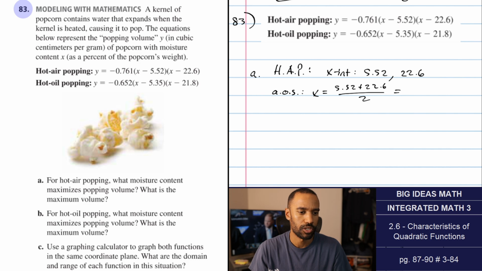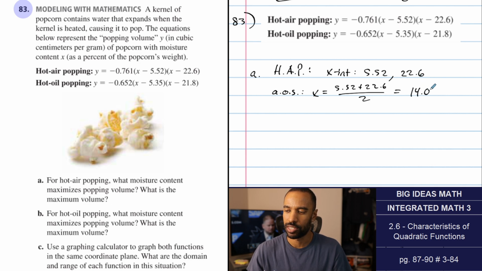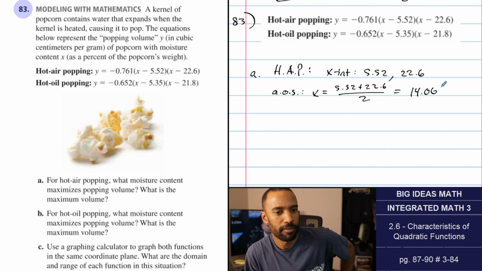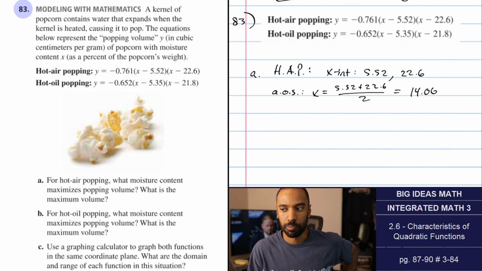5.52 plus 22.6 divided by 2 gives me 14.06. This is the answer to the first part. What moisture content maximizes popping volume? 14.06% of the popcorn's weight, I think that's how you say it. So we'll answer that in a bit.